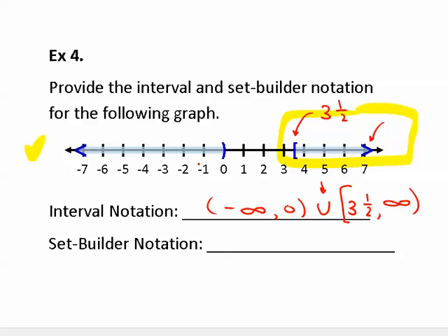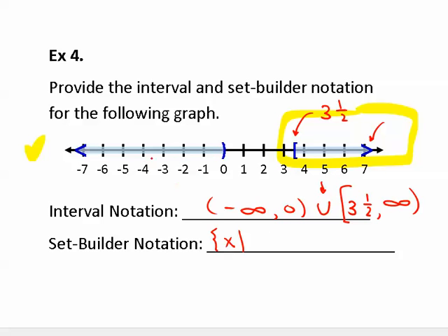So the values of x will either be in the set on the left or in the set on the right. So this is the interval notation that's equivalent to the graph that we have listed above. Now, what about set builder notation? Well, once again, we have to describe both regions, the shaded on the left and the shaded on the right.